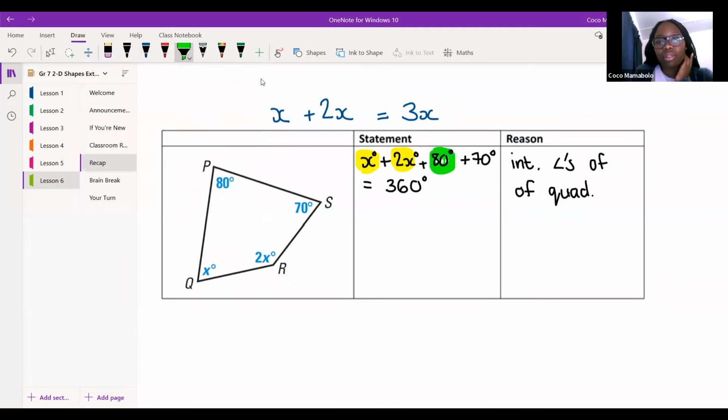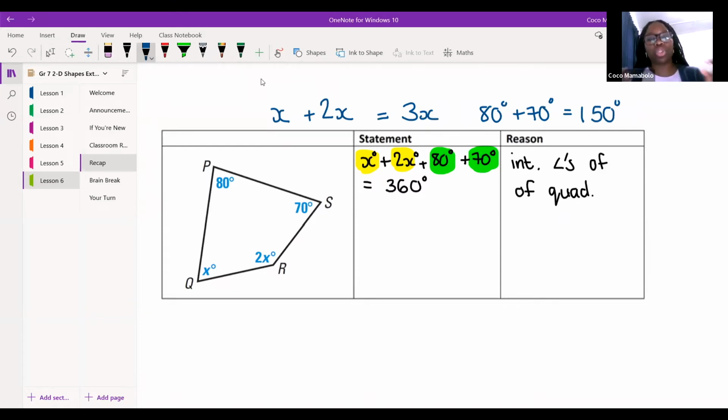80 plus 70. And how much is 80 plus 70 going to give me? Because those two are the same. Add them together and tell me how much they're going to give me. 80 degrees plus 70 degrees. 150 degrees. Well done. Okay, good. So now I know I've got 150 degrees.